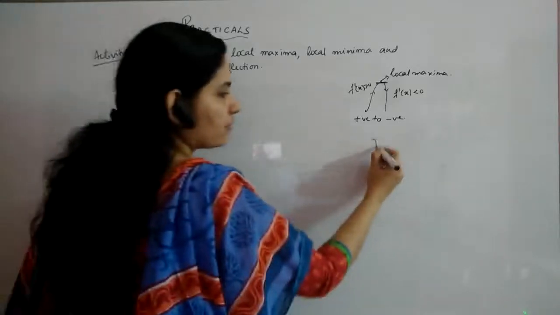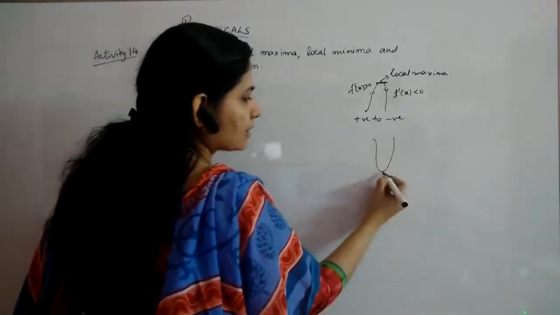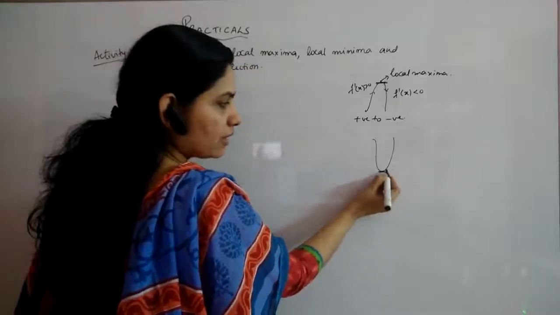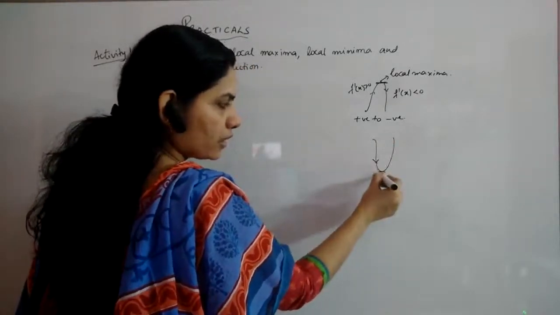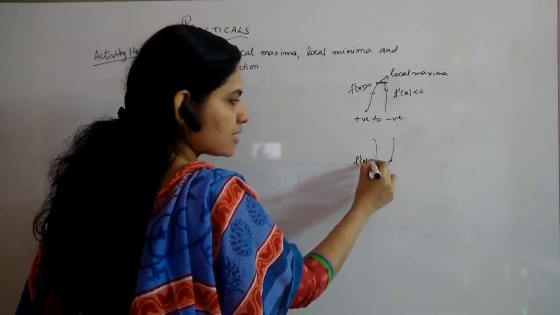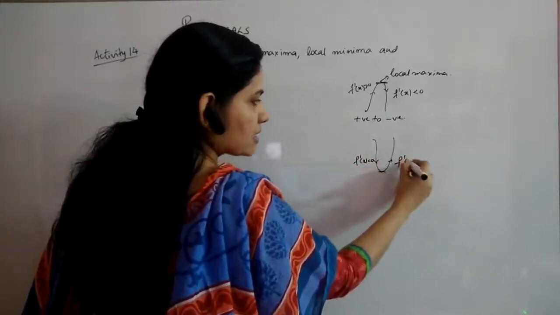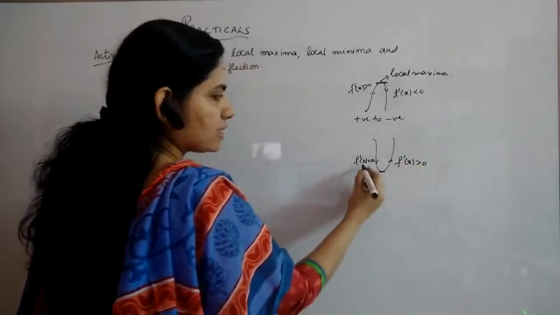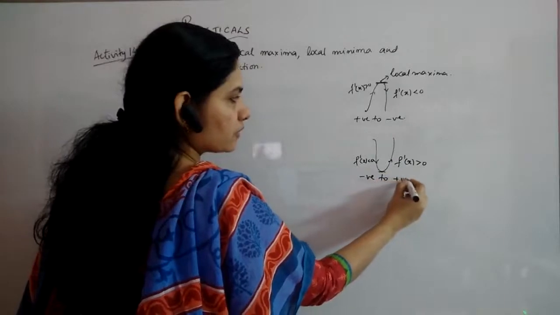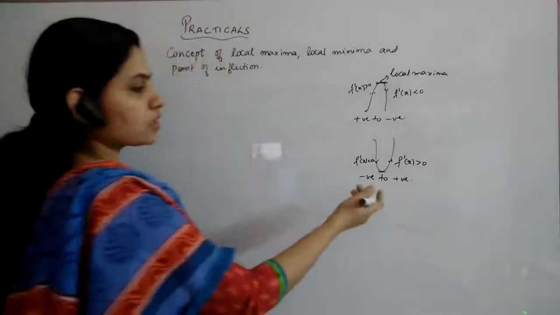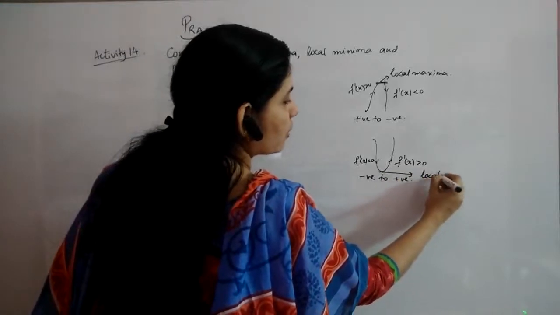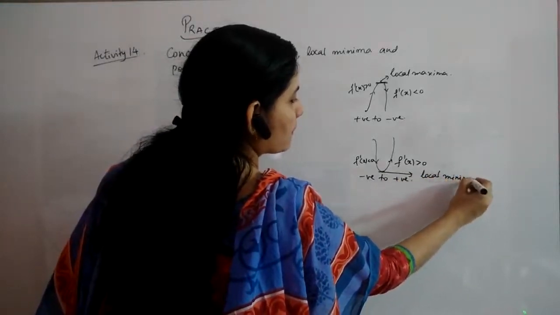And now if you have a valley, at this point you will have the derivative as 0, but to the left and right what is happening? It is going down and then coming up. So going down means f dash of x is less than 0, and coming up means f dash of x is greater than 0. That is, the derivative sign is changing from negative to positive. When it is changing from negative to positive, you will say that this point is a point of local minima.